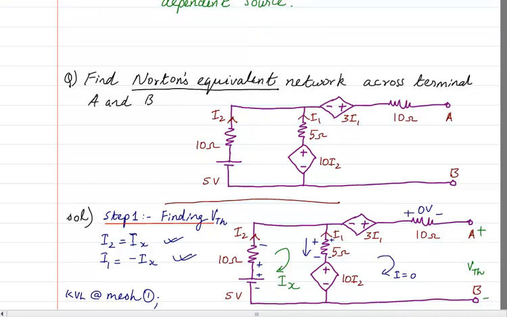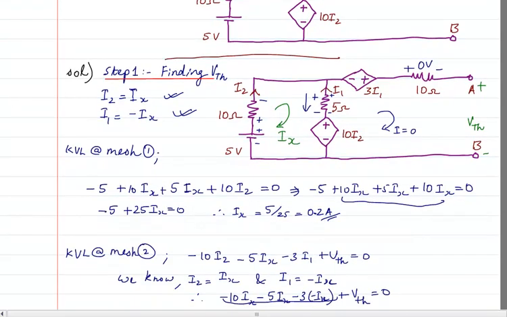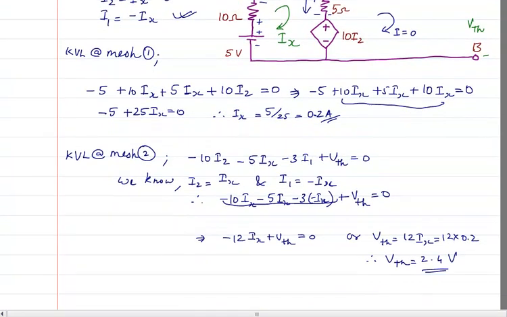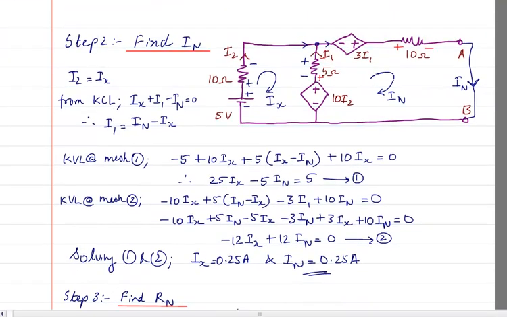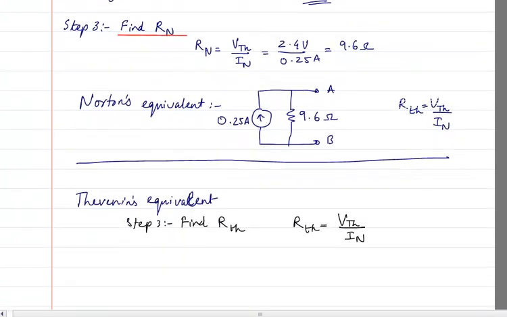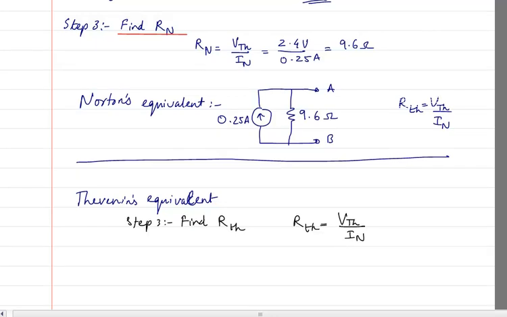If instead of this, it would have been the Thevenin's equivalent, no change in the whole problem. Step 1 will be the same, finding Vth. Step 2 will be the same, finding In. Step 3 we will have a change. Instead of finding Rn, we will find Rth, but the equation is again the same. Whatever equation we used for Rn, that same equation we will use for Rth.